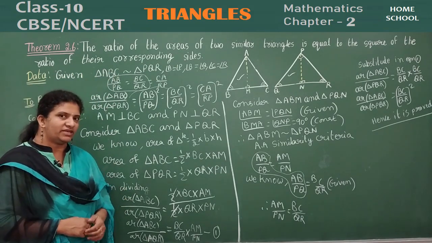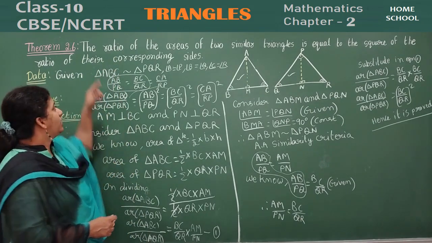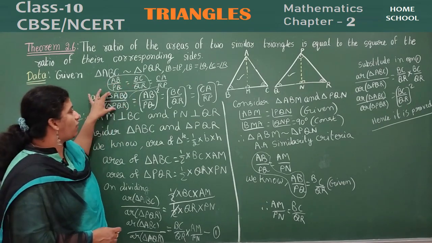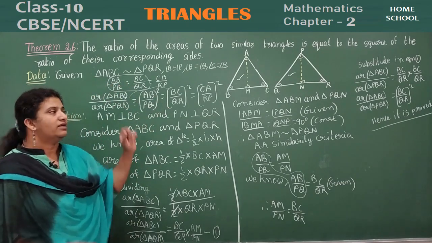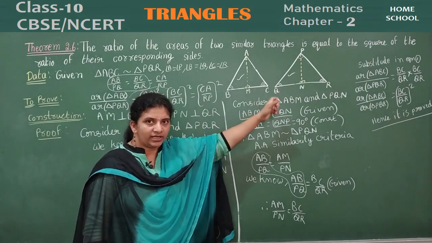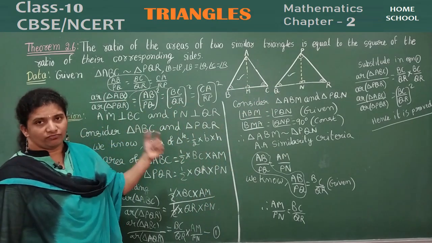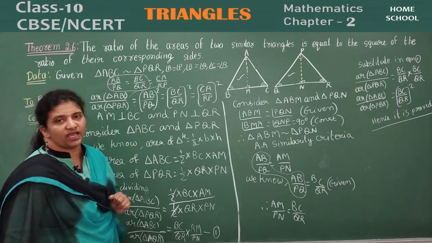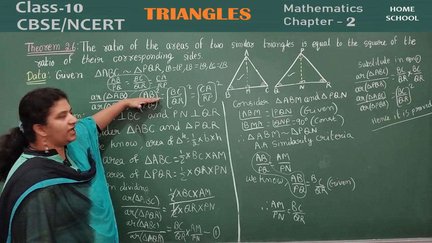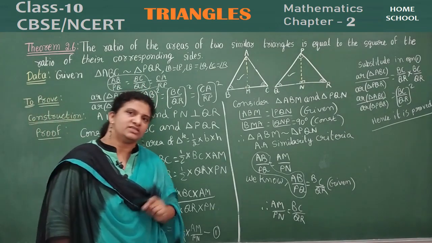Once again, repeat with me, children. What is the area of similar triangles theorem statement? The ratio of the areas of two similar triangles is equal to the square of the ratio of their corresponding sides. Square of the ratio of the corresponding sides. Okay, this is your statement.